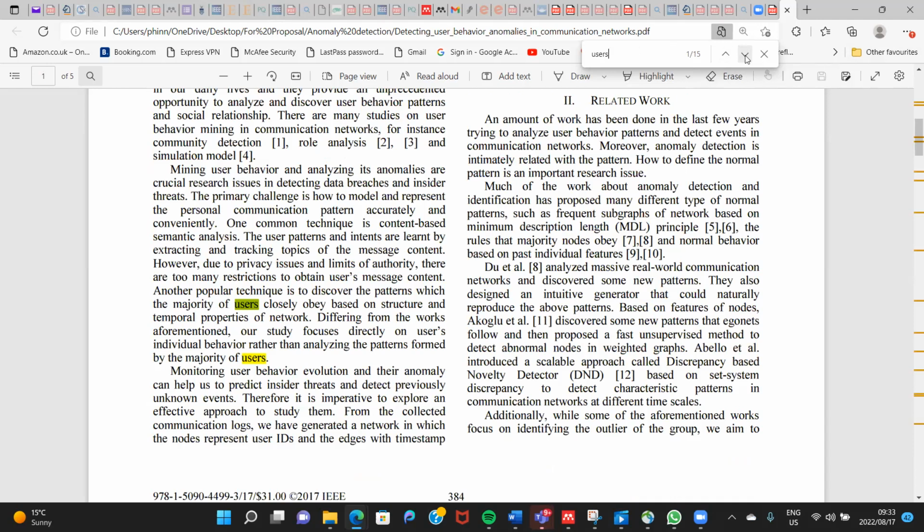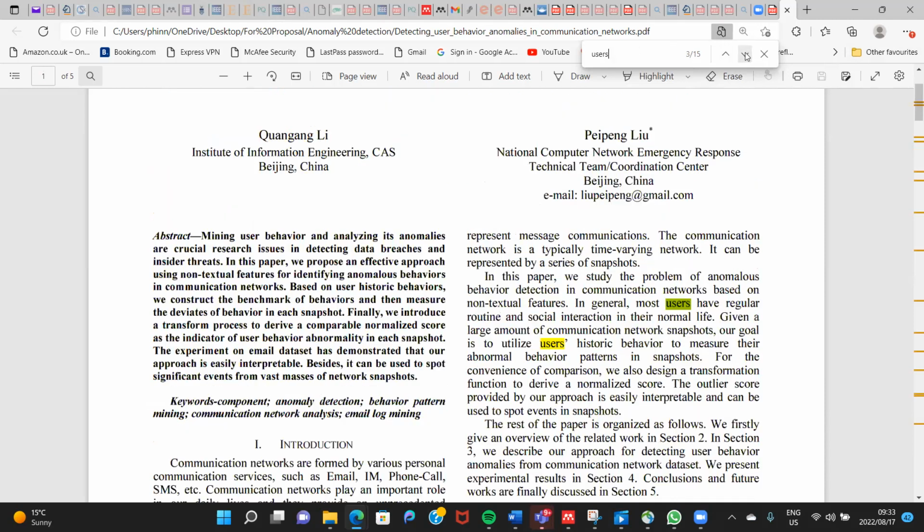Okay. Another popular technique is to discover the pattern with the majority of users, closely based on the structure. It says that it is based on individual behavior rather than analyzing patterns formed by the majority of users. Let's still go and see users. We want to see if these users, let's go.